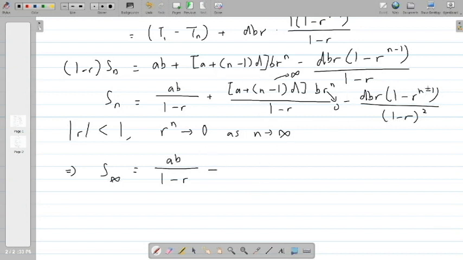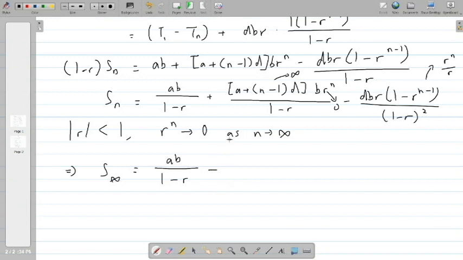This term is also going to go to 0, because r to the power n minus 1 is going to go to 0. r to the power n is going to go to 0, so r to the power n minus 1 will naturally, because this is equal to r to the power n over r, this is a constant, so this goes to 0. 0 over r is 0.